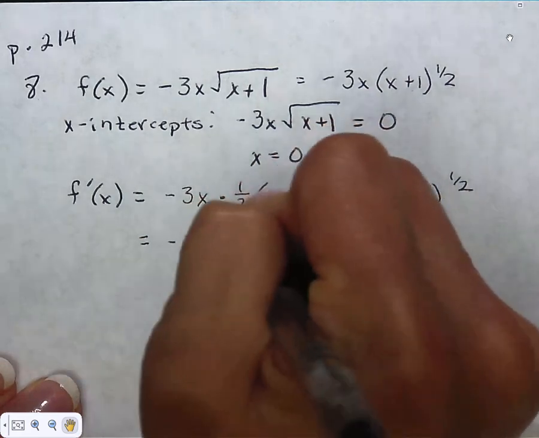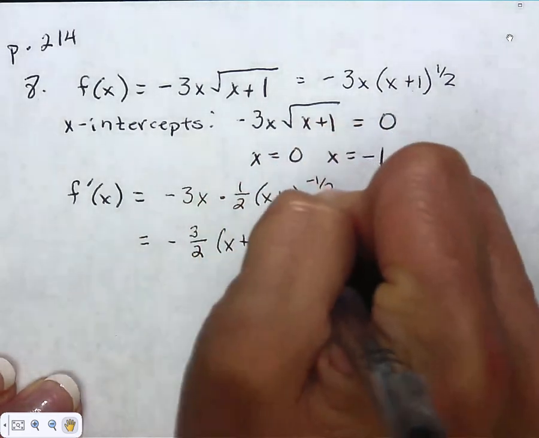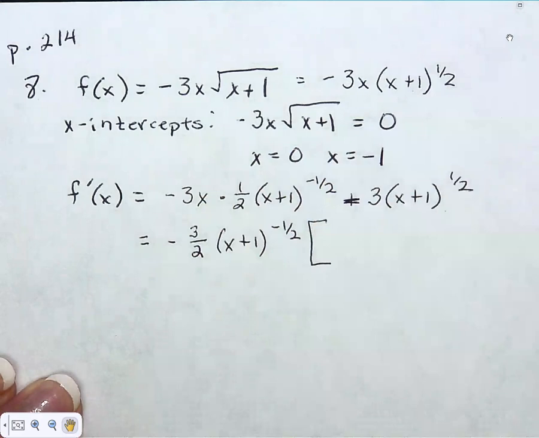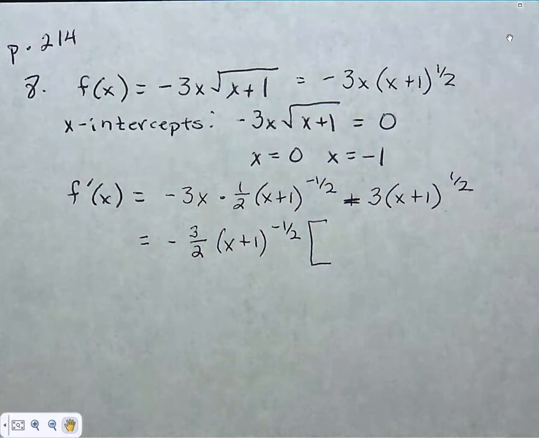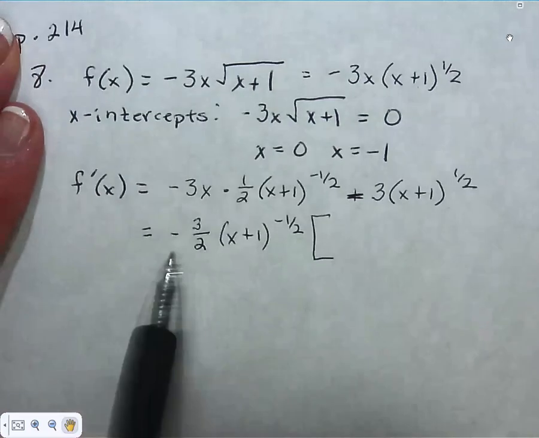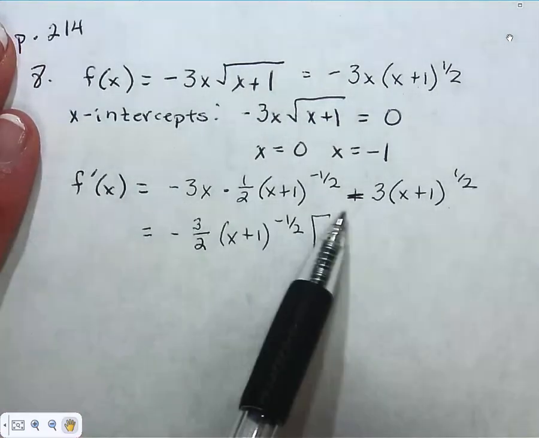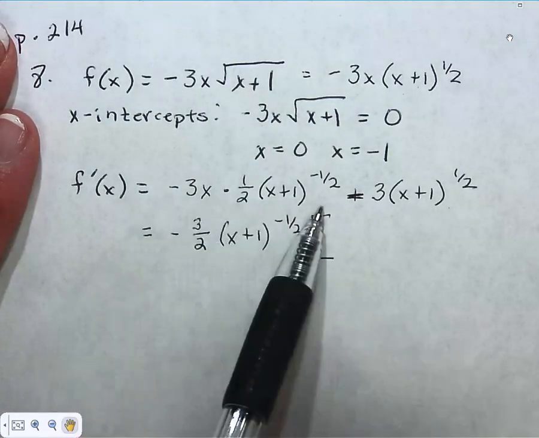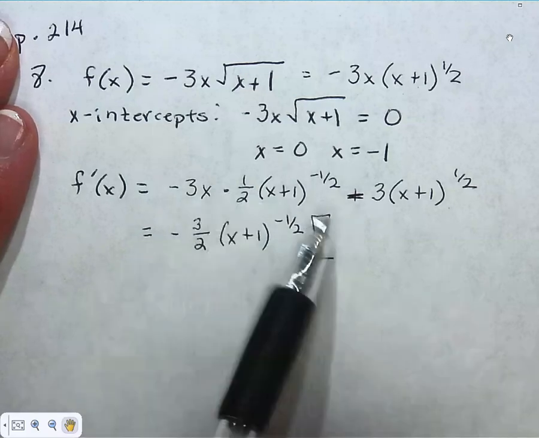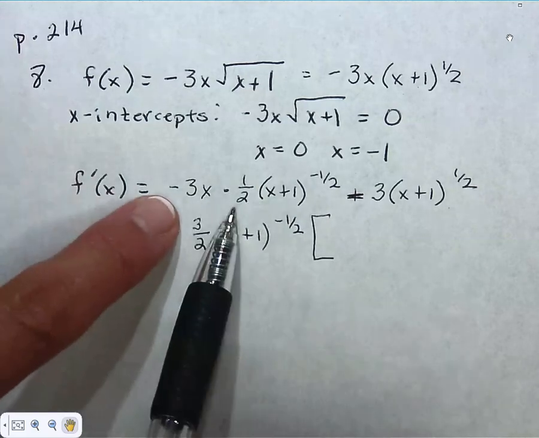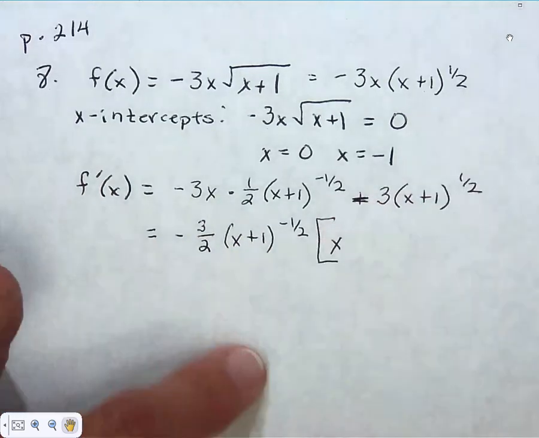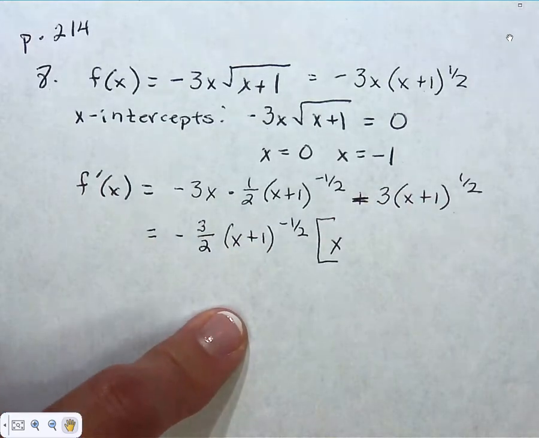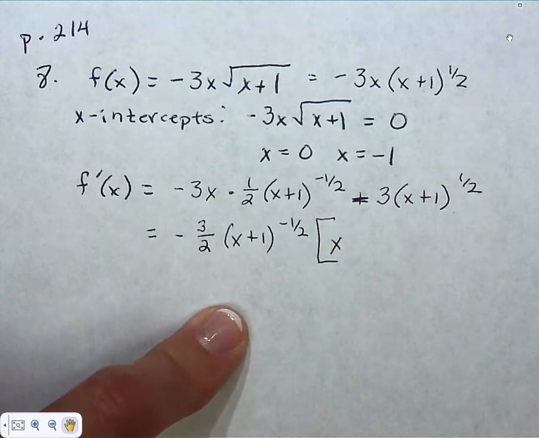X plus 1 to the lowest exponent. All right, that's my GCF. What would I have to multiply times that GCF to get back that first term from the product rule? It just needs x. I got the negative 3/2. I got the x plus 1 to the negative 1/2. So just x. If I factor, be really careful here. Whatever you write down, just check it.